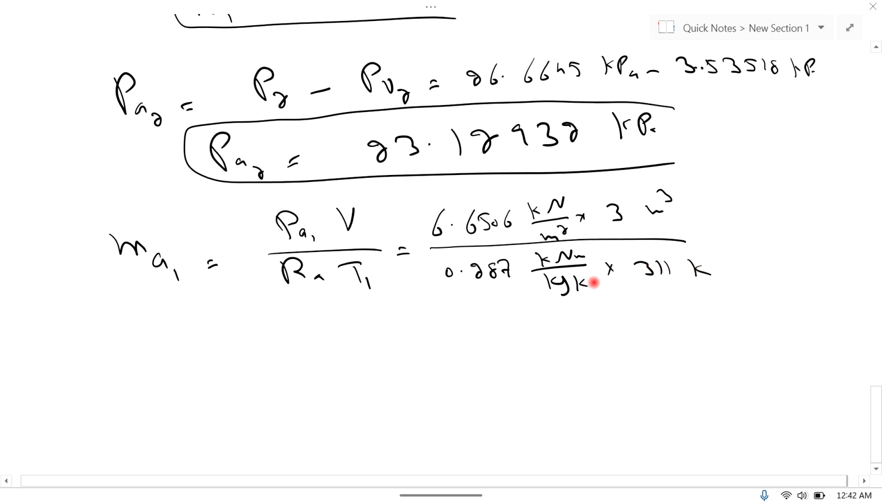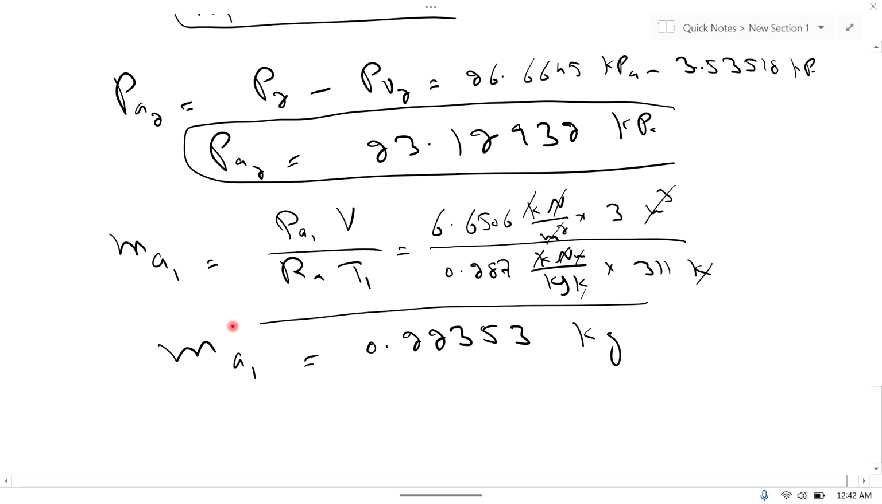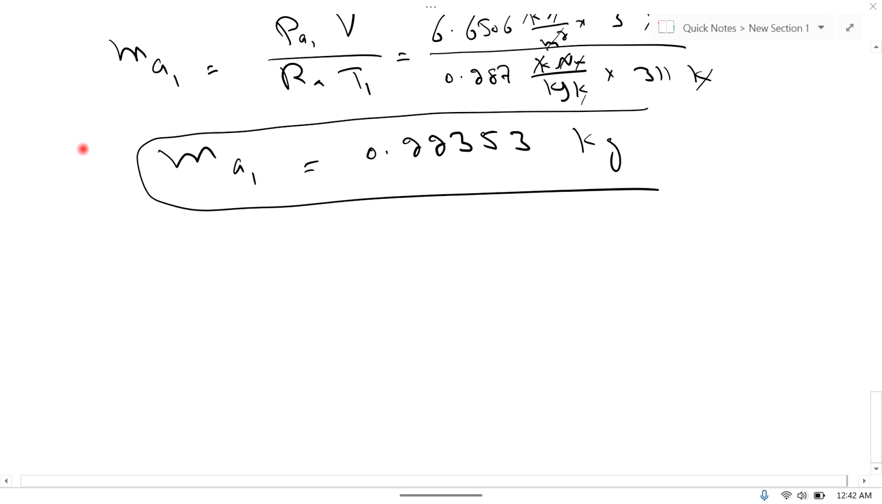So here Kelvin will be cancelled with Kelvin, kilo will be cancelled with kilo, Newton will be cancelled with Newton, and per square meter and per meter is basically per cubic meter. This will be cancelled with cubic meter. So mass of air MA1, the unit will be kilogram. This is a double division, so it will shift to the numerator. And MA1 is equal to 0.22353 kilogram.